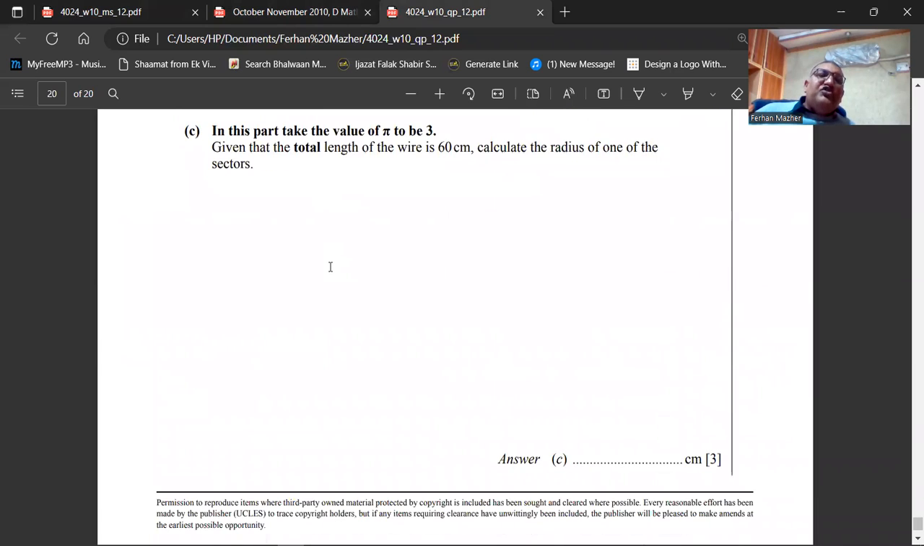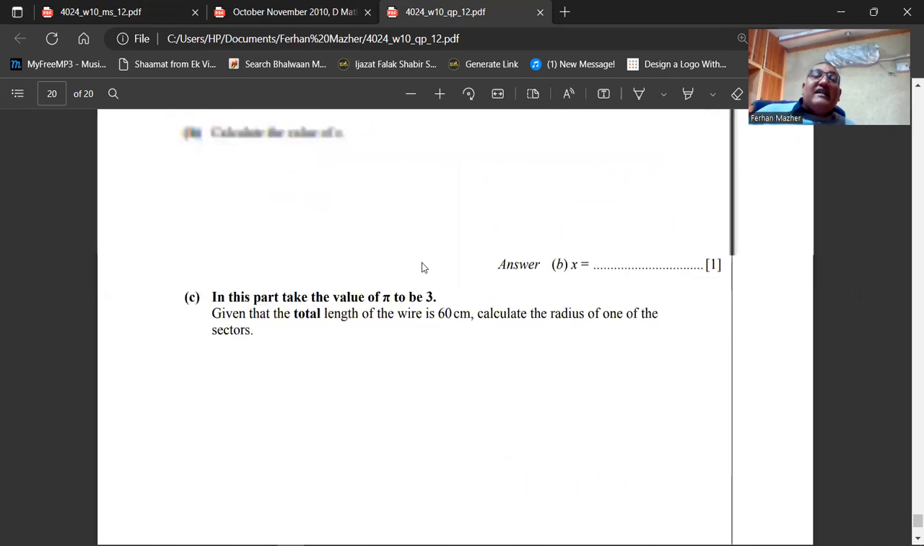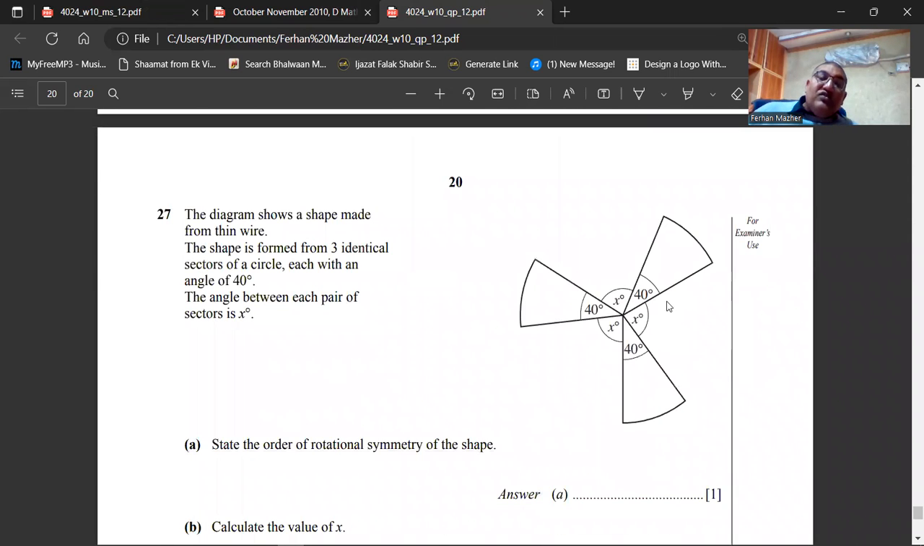Then it says, in this part, take the value of pi to be 3. Given that the total length of the wire is 60 centimeters, calculate the radius of one of the sectors. So we need to find the radius of this sector. Radius, arc, radius, arc, radius, arc, radius. Okay, so that's the thing.